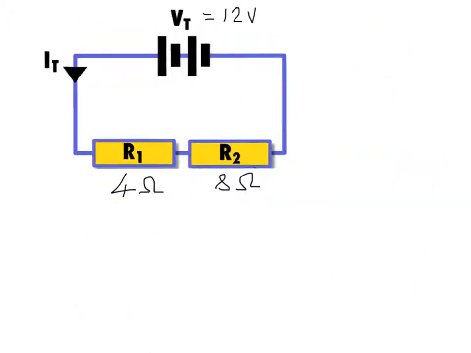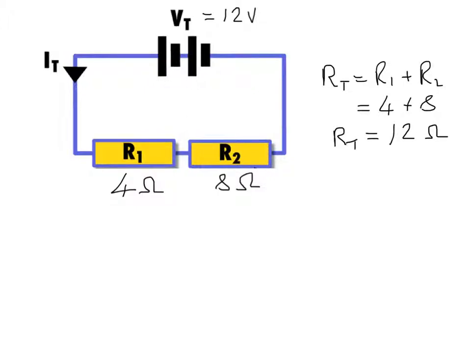So here we have a typical series resistance example. We've got a total voltage of 12 volts and the series resistances are a 4 ohm in series with an 8 ohm. So the series resistance formula says that R total is R1 plus R2, which is 4 plus 8, which gives us 12 ohms. That allows us now to calculate our total current over here.